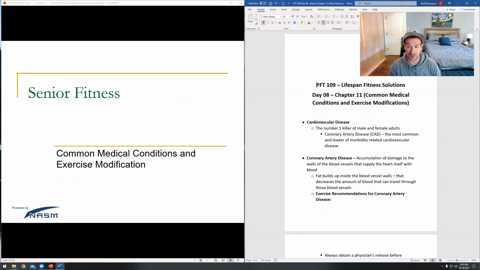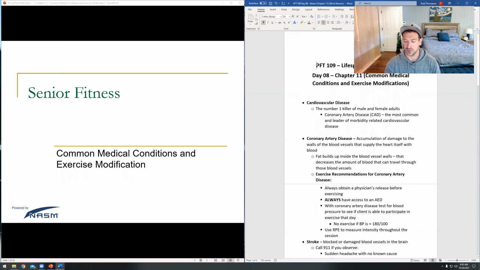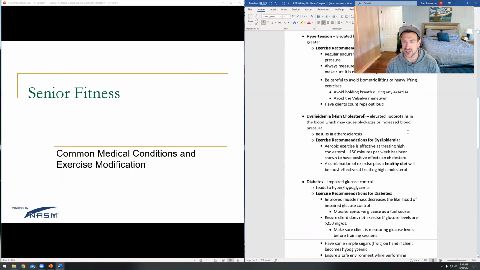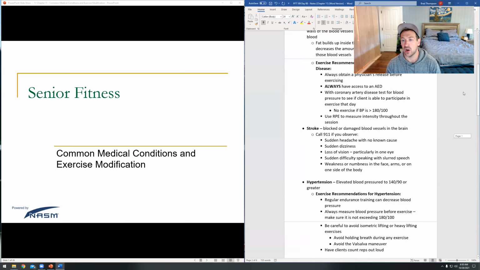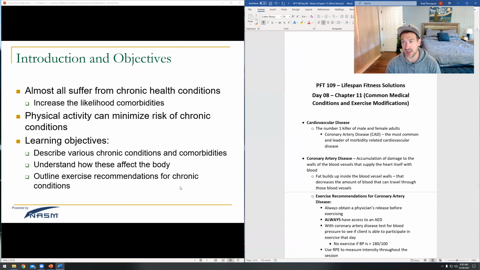But we're finishing up our final chapter today that's related to working with this population, which is common medical conditions and how to modify those exercises. This is going to look very similar to PFT 106, our special populations class, which was also all about dealing with common conditions. I've got a master list of what all of these diseases are here, a little bit of information about them, and little tiny training adjustments and how to make them.